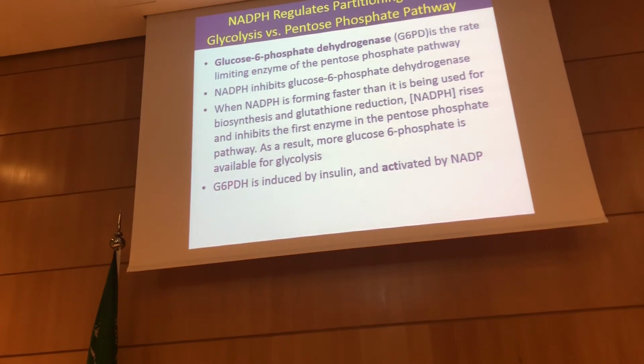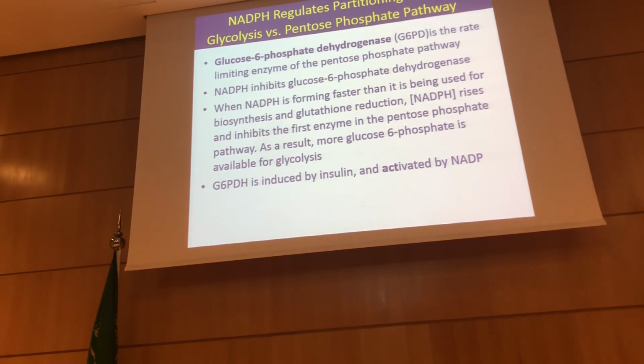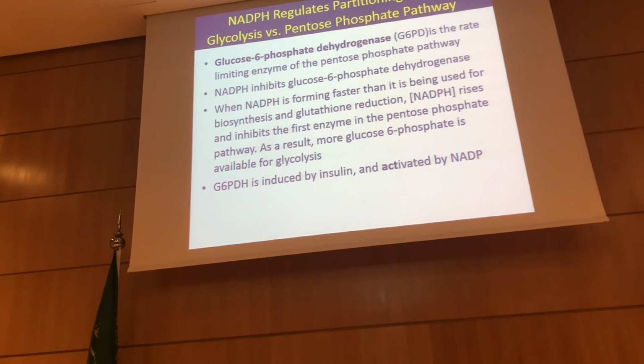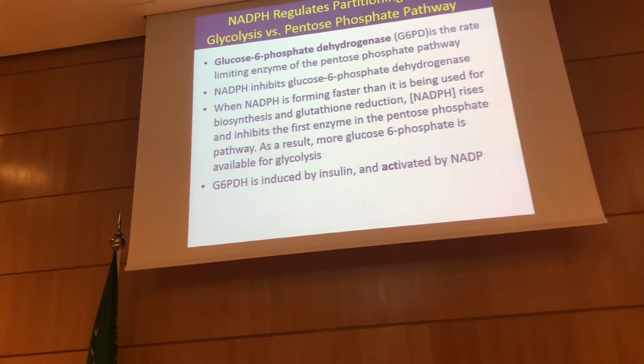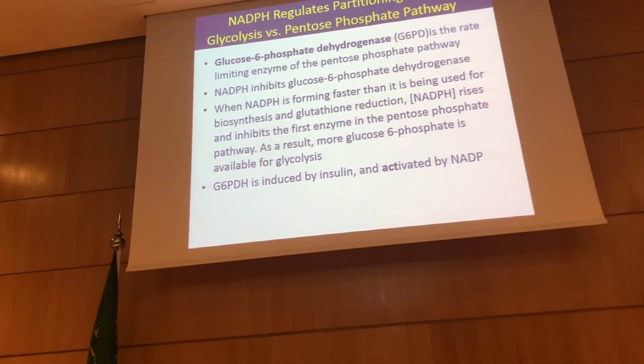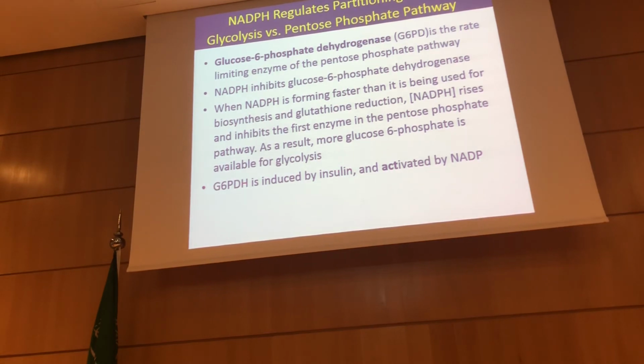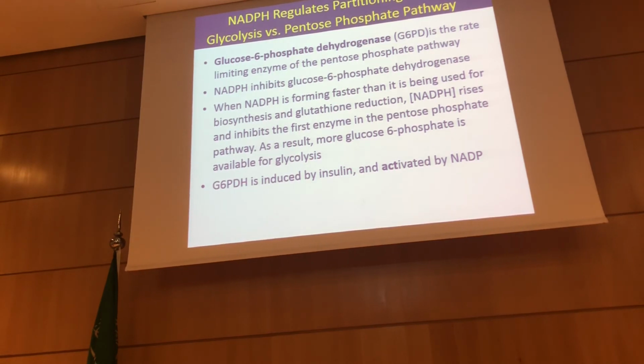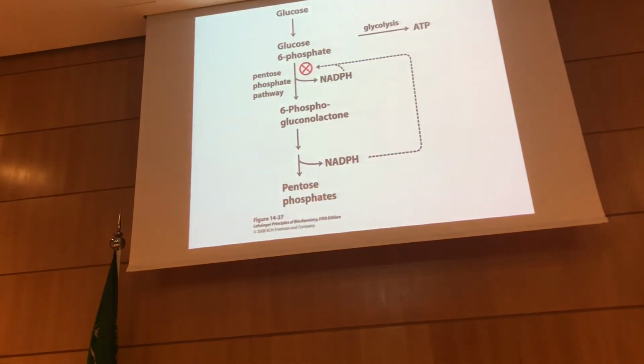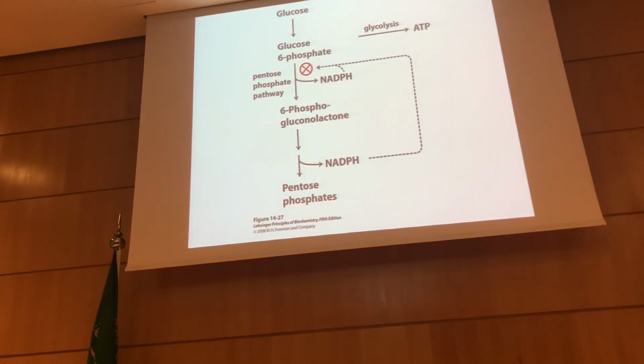Now, glucose 6-phosphate dehydrogenase is inhibited by accumulation of NADPH, and it is stimulated by the hormone insulin, and it is activated by NADP+, because when NADP+ accumulates, it means that you have a shortage in NADPH. Shortage in NADPH will cause accumulation of NADP+. So NADP+ will activate the pathway, and insulin also will activate the pathway. So let's see the regulation.